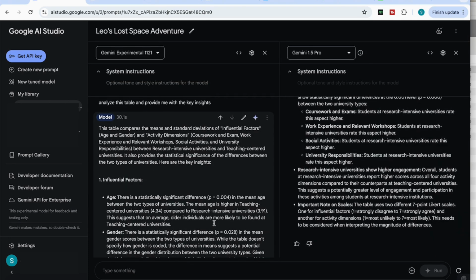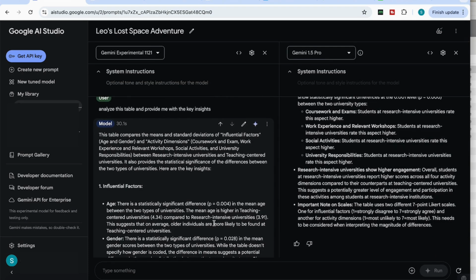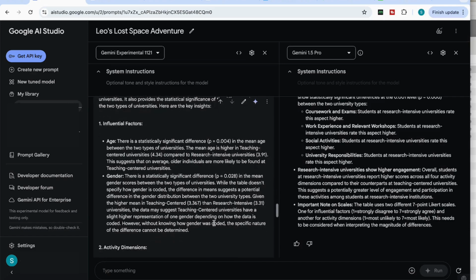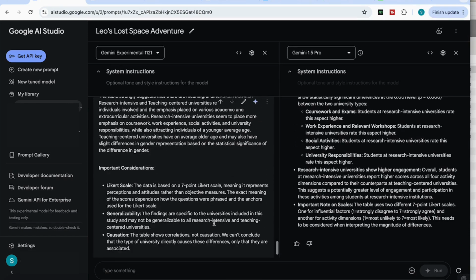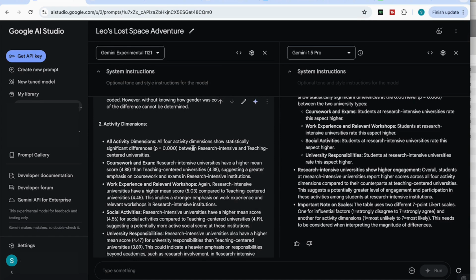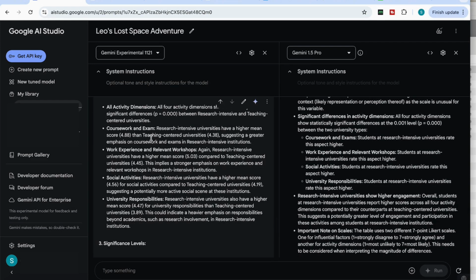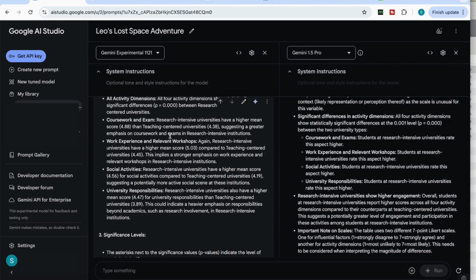Okay, now let's look at the response that we've gotten from Gemini's Experimental 1121. So you can see already that it's a lot more detailed. Again, all four activity dimensions show statistically significant differences. Coursework and exam: research-intensive universities have a higher mean score than teaching-centered universities, suggesting a greater emphasis on coursework and exams in research-intensive institutions.